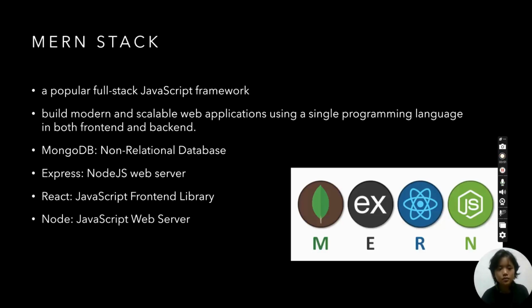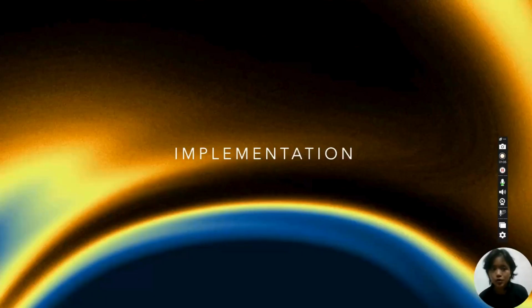MongoDB, which is a non-relational database, stands for the M of the MERN. E is Express, the Node.js web server framework. Then React, the R, the JavaScript front-end library, and Node, which is the JavaScript web server. So that is the entirety of the MERN stack. That is what we use throughout the entire project.